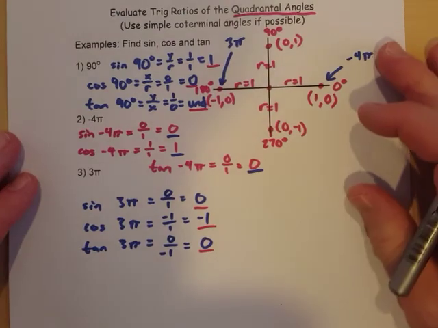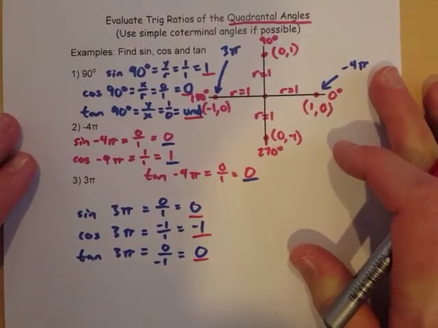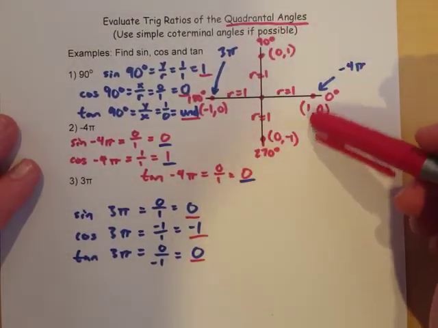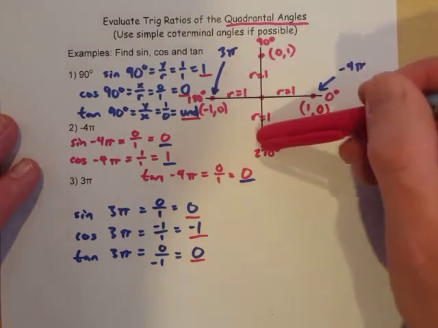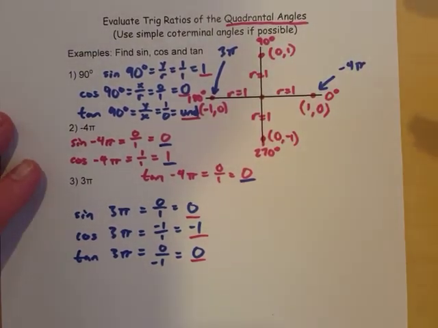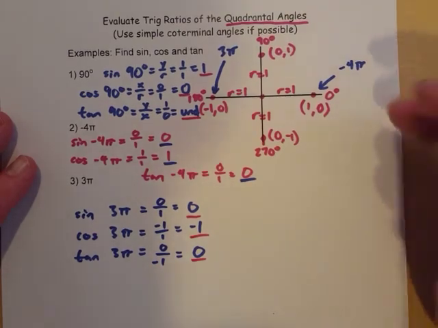And that's a lot of stuff there. So hopefully that makes sense. But the quadrantal angles, they're always going to be right on the axis, which is ironic that they're called that because they're actually not in a quadrant.